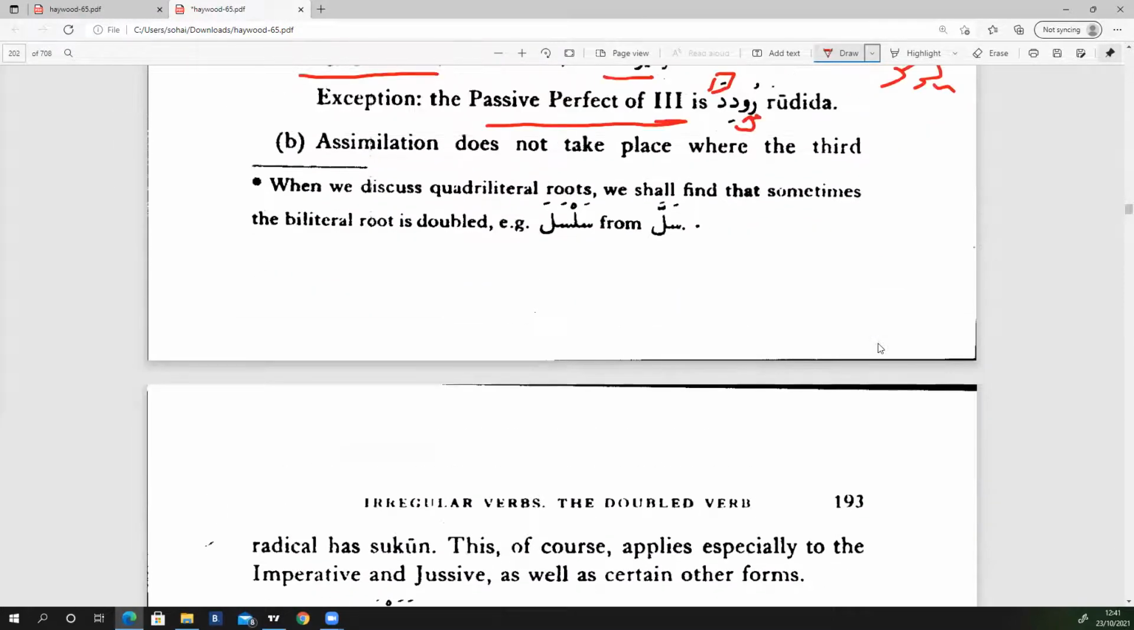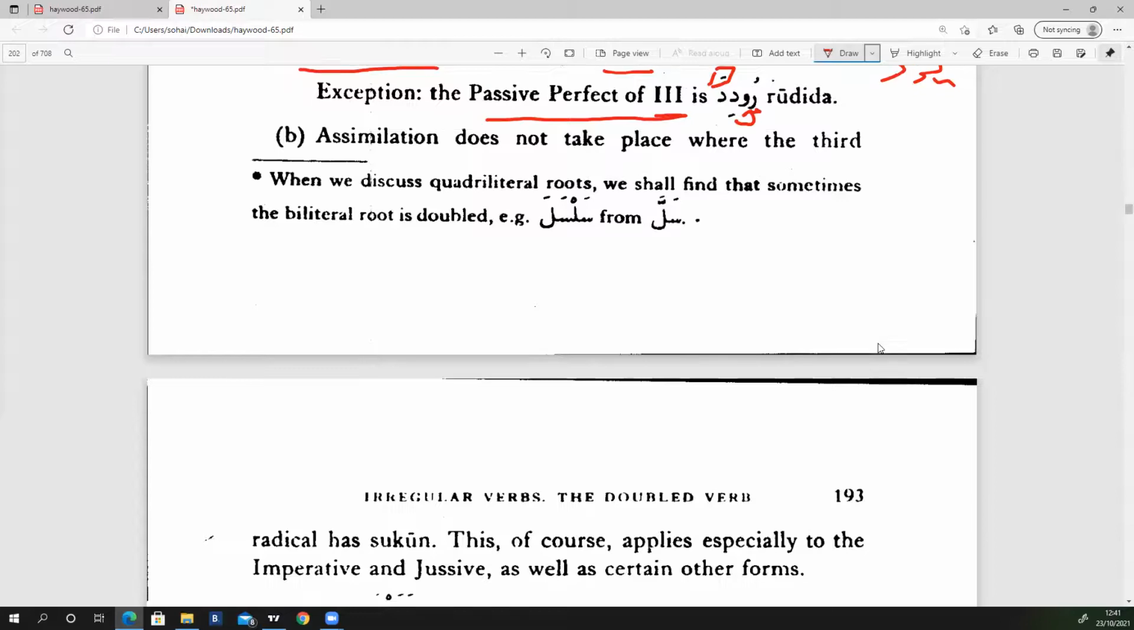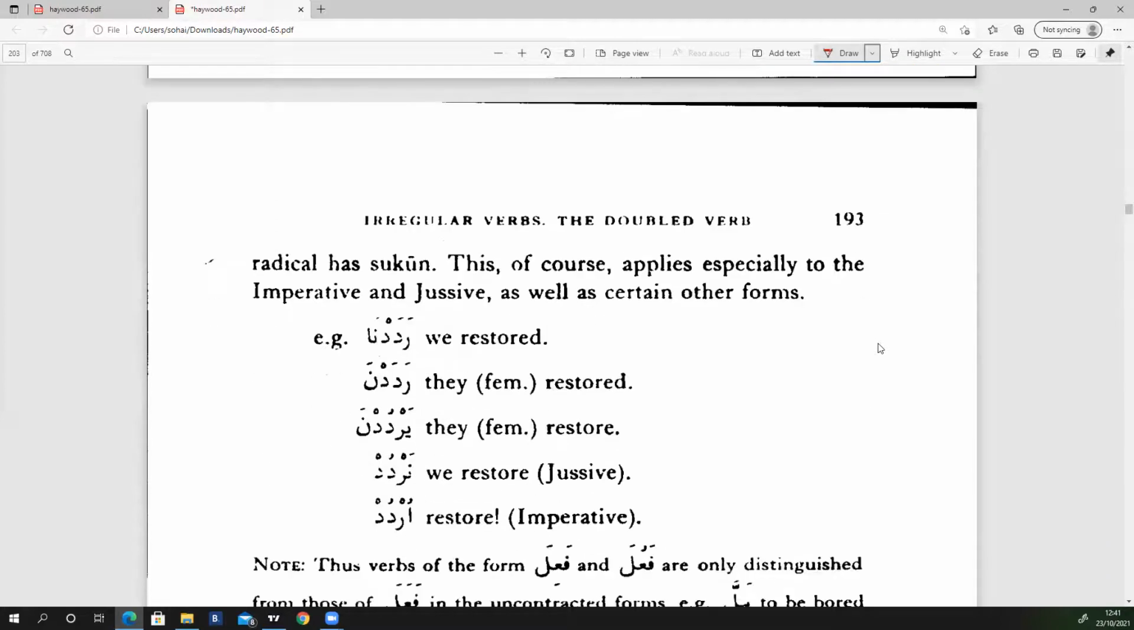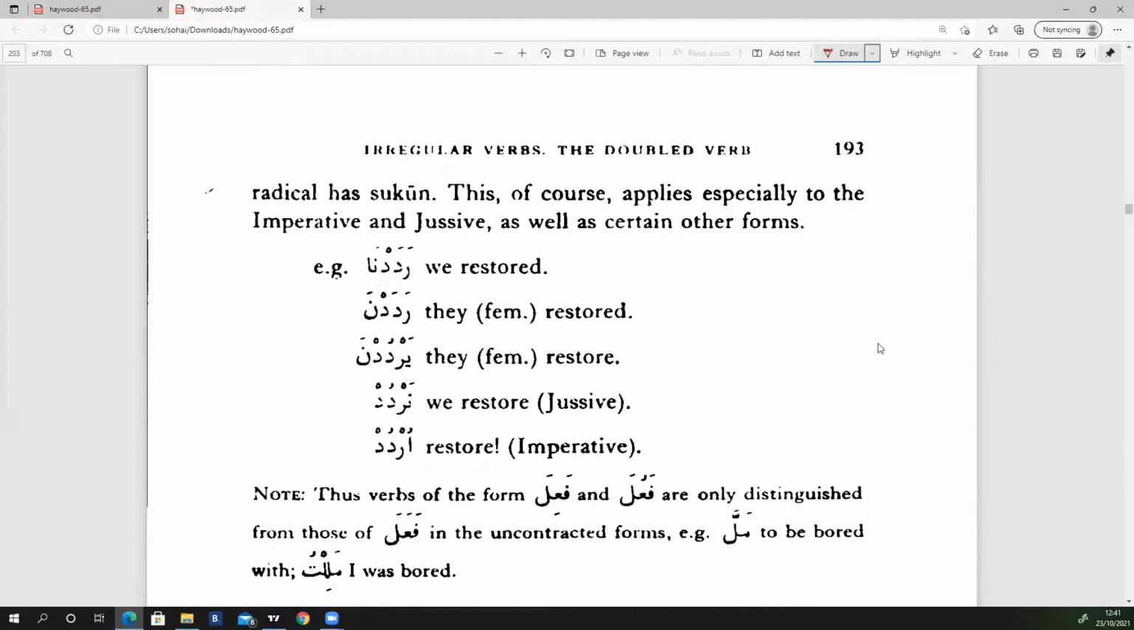So the assimilation does not take place where the third radical has sukoon. And obviously, when does it have sukoon? There are some instances in Madi, but this is more so when we do the imperative, which is fi'l amr, and jussive. When we do lam or la of nahi, la of prohibition, this will become common. So here it gives examples.